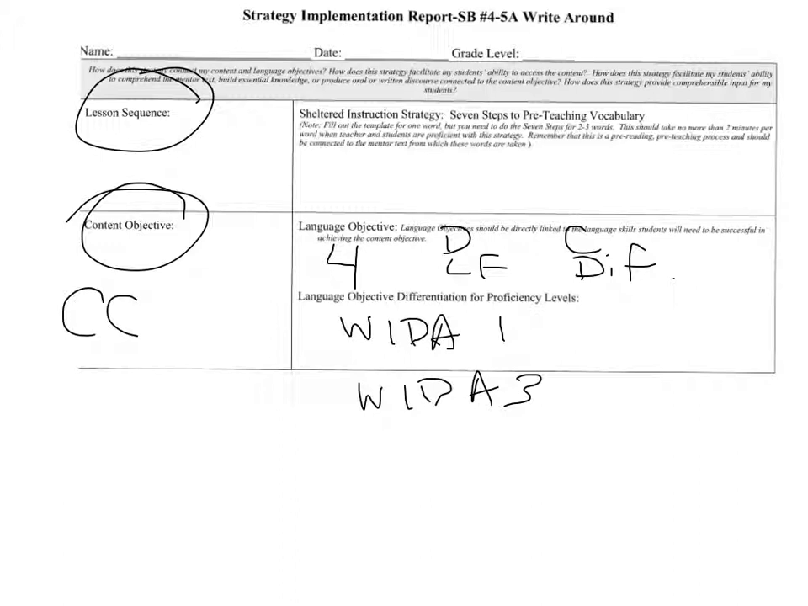On every SIR, it has the 7 steps to teaching vocabulary. You have to do this for one word. So make sure that you just pick one word and quickly go through how you would do the 7 steps. This is just a review from SIR 4 that you have to include at the top.